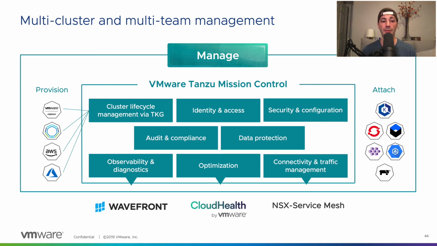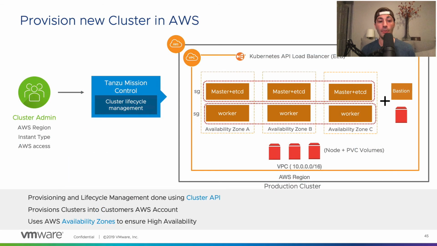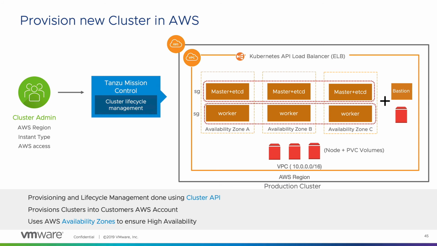As I mentioned, on the right-hand side I can attach pretty much any type of cluster to it. We also have the ability to provision multiple types of clusters from it, and even more going into the future. Today, if you go and try to use Tanzu Mission Control, it is very much focused on provisioning only for AWS. We'll be adding vSphere capability in the very, very near future, but it was originally focused as an AWS tool.